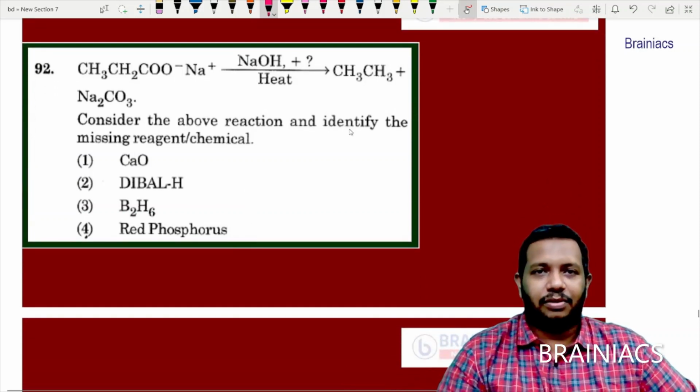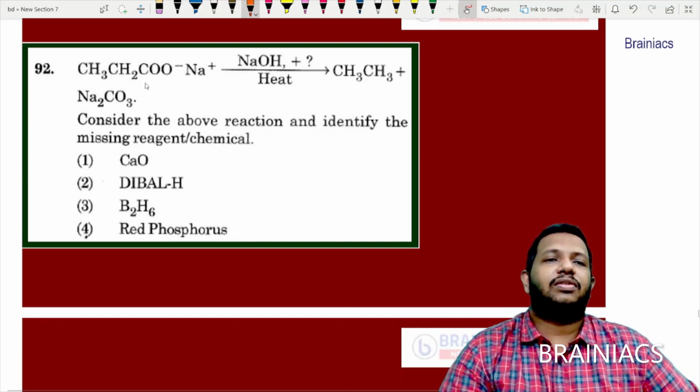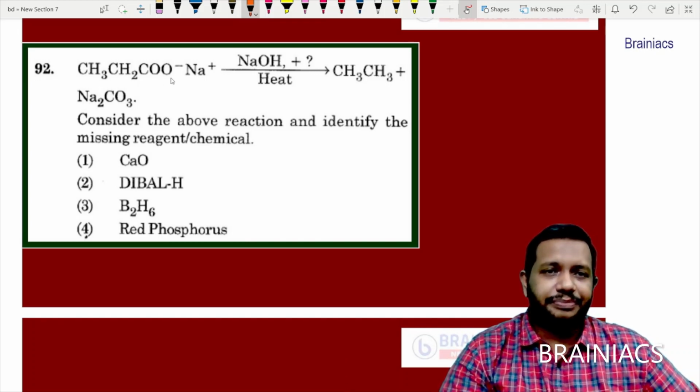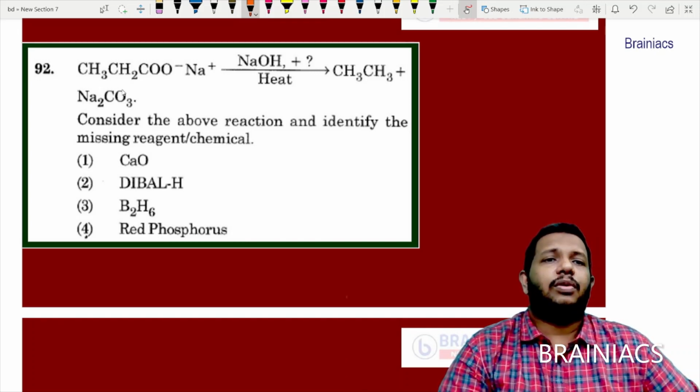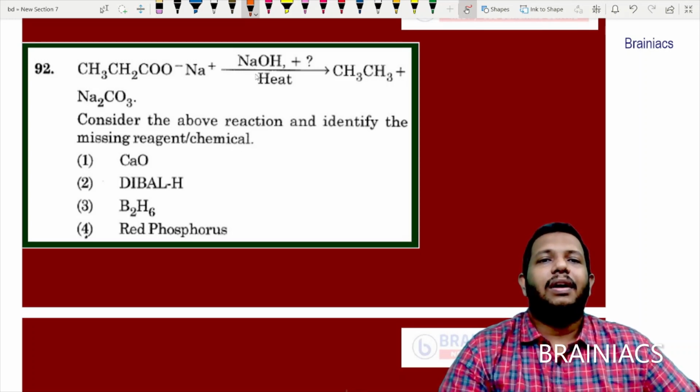It's a cakewalk question again from the chapter hydrocarbons. So we can see here they have given sodium, it's a component. It's a question from sodium propanate. So you can see here soda lime decarboxylation is the technique. So they have given NaOH. So lime needs to be there.